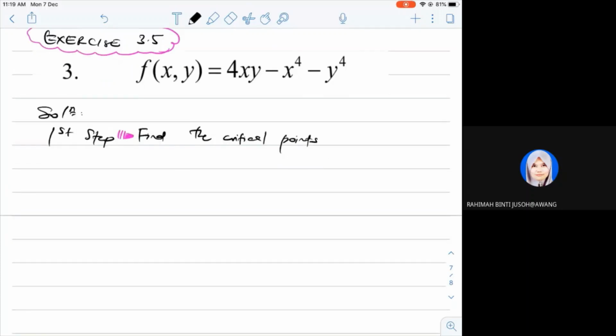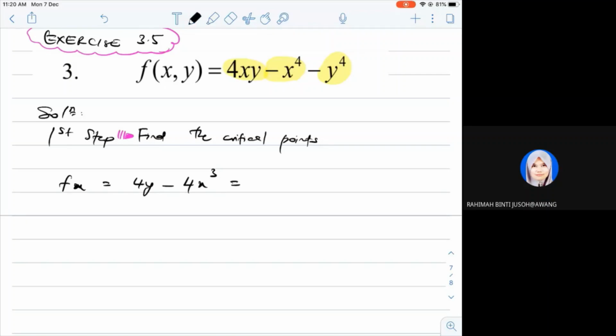Okay, so we need to differentiate fx. Okay, differentiate with respect to x. So x is the variable and y is the constant. So differentiate for xy with respect to x, we will get 4y. Yes, 4y. Okay, and then differentiate negative x to the power of 4, we will get 4x cubed. Yes, 4x cubed. How about this? Differentiate y to the power of 4 with respect to x. 0, yes, 0. Okay, so we get 0.